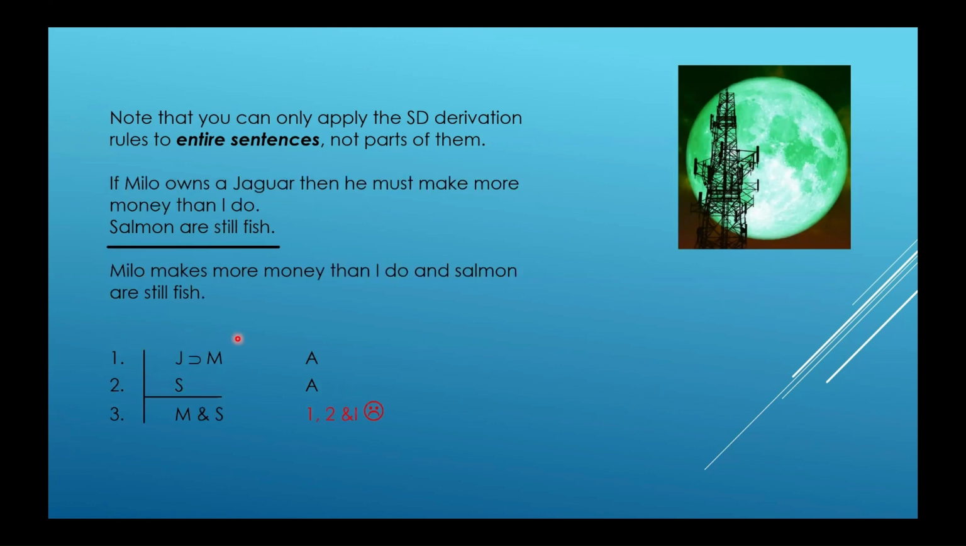Similarly here: if Milo owns a Jaguar, then he must make more money than I do. Salmon are still fish. Therefore, Milo makes more money than I do, and salmon are still fish. So you can't have S on this line, and then this subcomponent, the consequent of this conditional, and use conjunction introduction to join those two together to get this conclusion. Again, you can't access the subcomponent. You can only apply conjunction introduction to entire sentences that are on lines by themselves. All right.